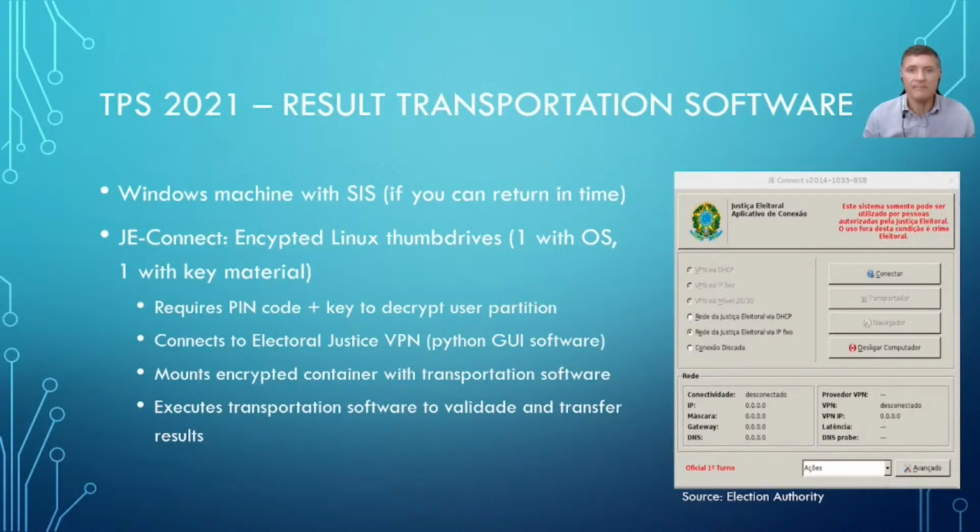So, what could our team do to attack this solution, the JTAG Connect system? We can try to find the key to decrypt the boot and OS partitions. We could try to find the key to decrypt the transportation software container. And so we could access the VPN config files and keys to connect to the VPN. And at last, we could try to execute software without any control of the JTAG Connect to probe and attack the internal infrastructure of the election.